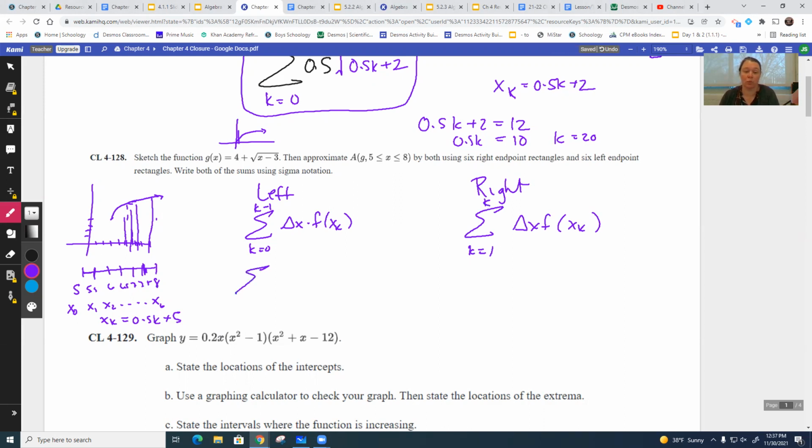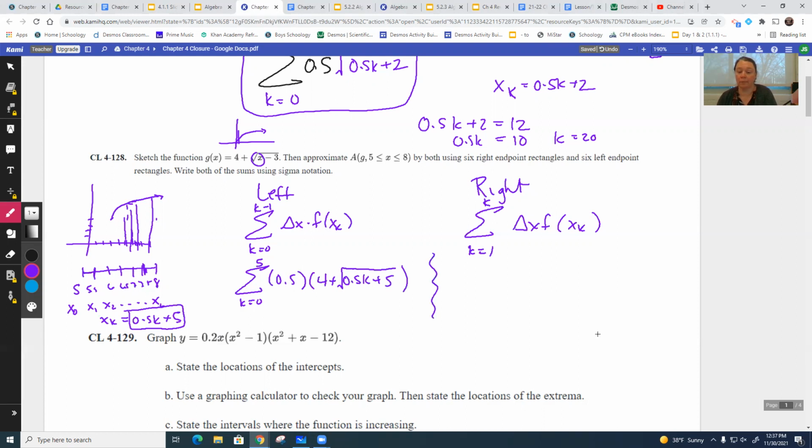So if I'm writing this rule, this would be k equals 0 to start, and then the number of rectangles take away 1, so this would be 5. My width is 0.5, and then f of x sub k. In this rule, in place of the x, I'm going to put in this, so I would have times 4 plus the square root of 0.5k plus 5. And that would be for my left endpoint.